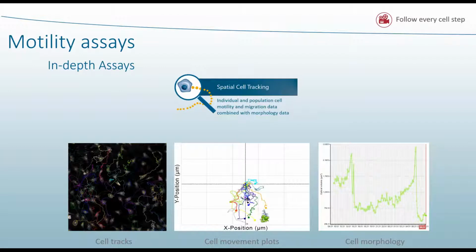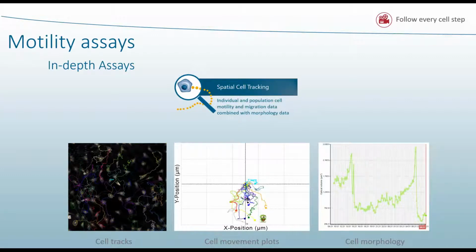Population cell motility and migration data can be given here, combined with morphology data. So the cell tracks to the left show how all the cells have moved over time. In the cell movement plot in the center, you get the tracks for each individual cell based on the starting point for that individual cell. So you can see here that most of the cells actually moved more or less in the same direction, but very differently straight there. You also get the cell morphology over time. Because you have tracked the cell, you can get the morphology out over time.